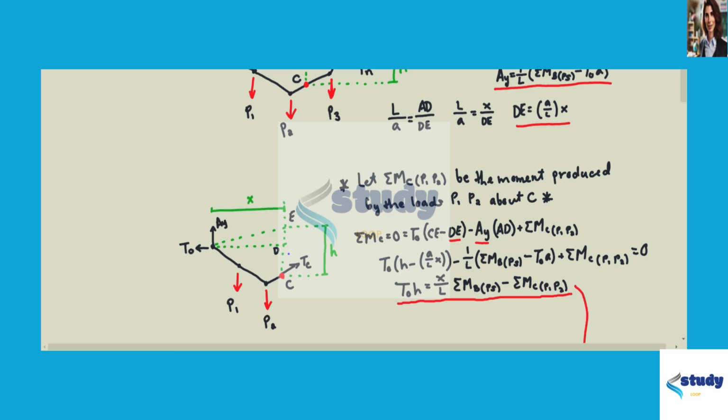Simplifying, T naught times H equals X over L times the sum of moments of B due to all the loads minus the sum of the moments around C due to P1 and P2. We're going to need this later on.